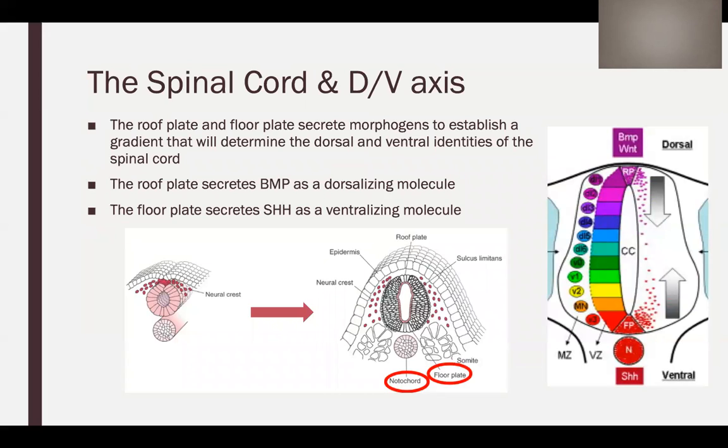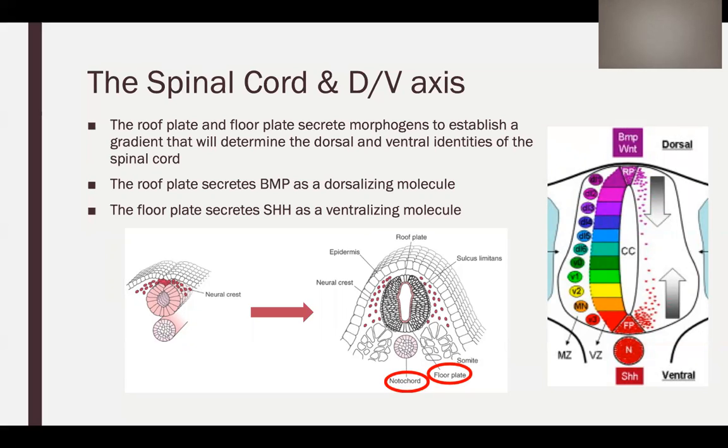First, we're going to look at how molecular gradients act in the spinal cord, and specifically how they can contribute to the dorsal ventral axis. The spinal cord forms from the closure of the neural tube. The first image on the bottom here shows the development of the spinal cord after tube closure, where the floor plates and roof plates are established along with the notochord. These locations serve to secrete morphogens that will establish the dorsal ventral axis.